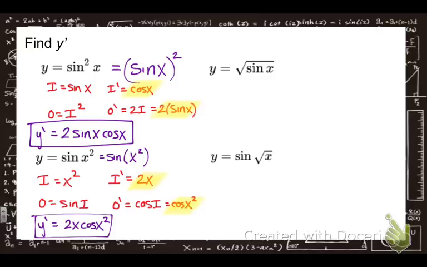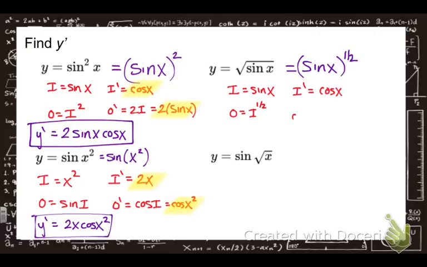All right, for this one over here, I want to make sure that you understand that this is sine of x to the power of 1/2. So when I set up my chain rule, the inside is equal to sine of x. The outside is equal to I to the 1/2. I prime, the derivative of the inside, would be cosine of x. O prime, the derivative of I to the 1/2, would be 1/2 I to the negative 1/2.